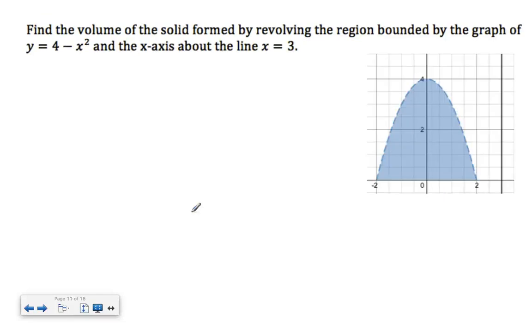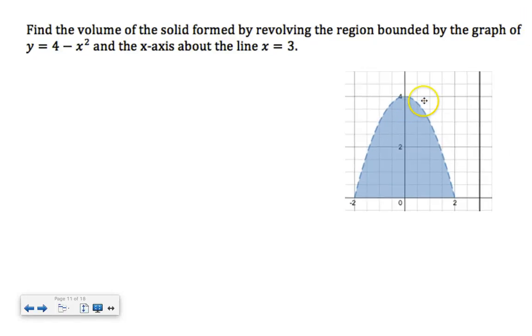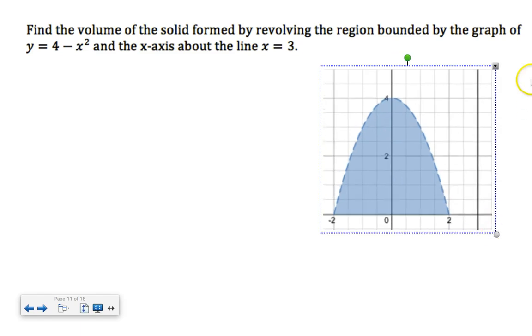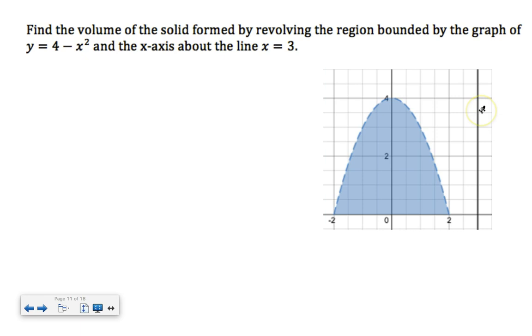Let's find the volume of the solid formed by revolving the region bounded by the graph y equals 4 minus x squared, and the x-axis about the line x equals 3. So let me pull this picture down here just a little bit to work with. Make it a little bigger. This line right here is my axis of revolution. This is x equals 3. Looking at my picture, I know that I'm going to start by drawing a vertical rectangle.